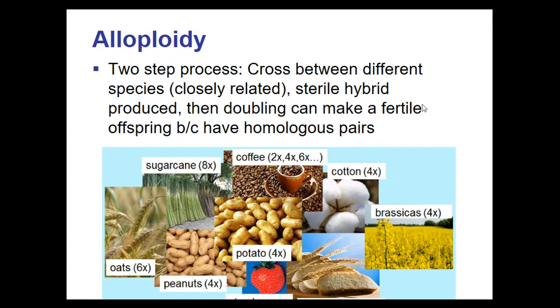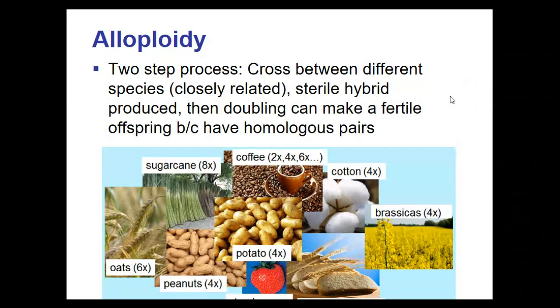This alloploidy just involves hybridizing. Two different but closely related species can interbreed, but their offspring are not fertile. Their offspring cannot reproduce. So we would still not call them the same species because they cannot produce fertile offspring.